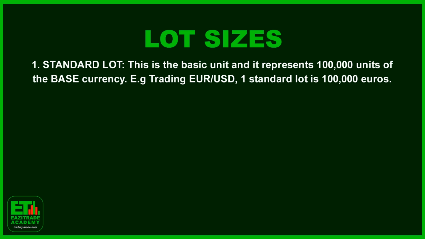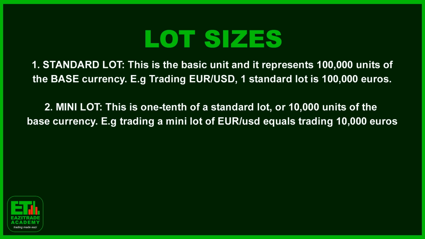If you are familiar with your quotes, a base currency is always at the left, while the quote currency is always at the right. So for example, if you are trading Euro USD, one standard lot will be 100,000 euros. Let's move on to number 2, which is a mini lot.